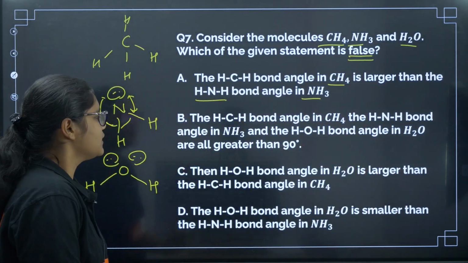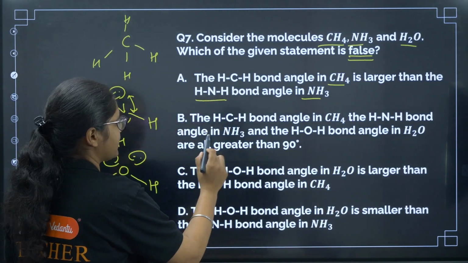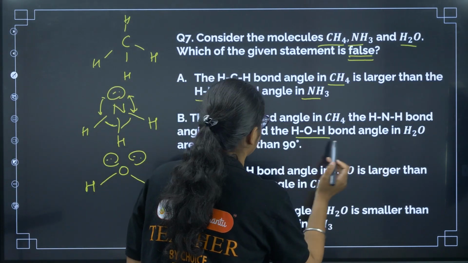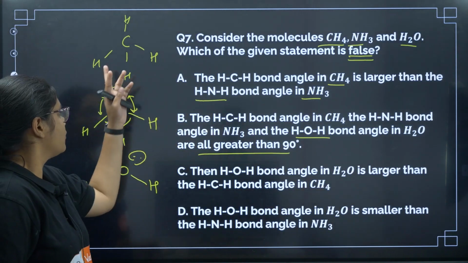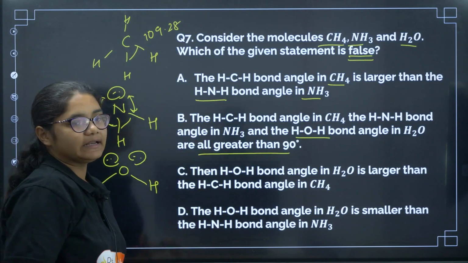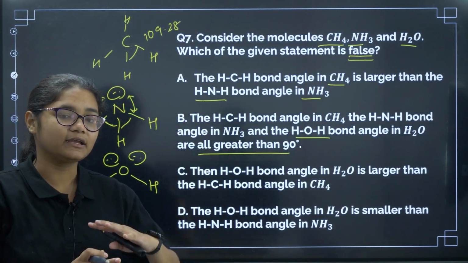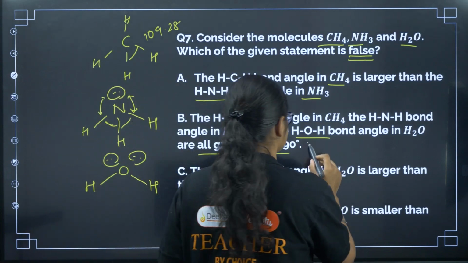Okay, next one. The HCH bond angle in CH4, the HNH bond angle in NH3 and the HOH bond angle in H2O are all greater than 90 degrees. Yes, this is correct because the bond angle should be somewhere around 109.28, right? So it will decrease, but it will not decrease so much that it becomes less than 90. So all will be greater than 90 degrees. This statement is also correct.